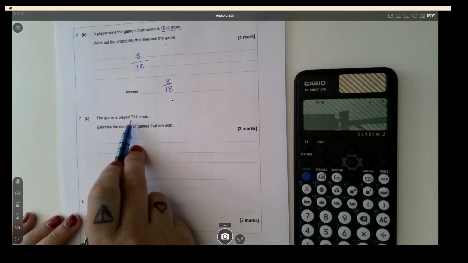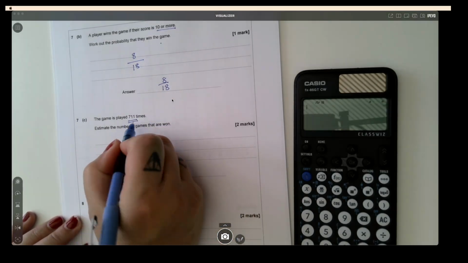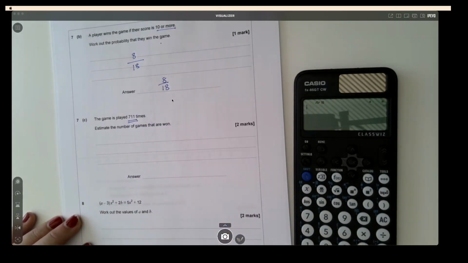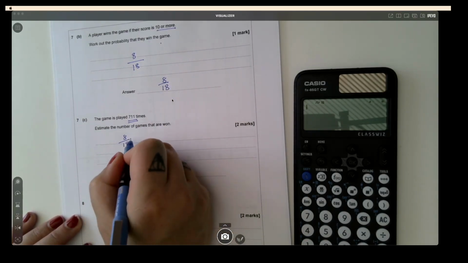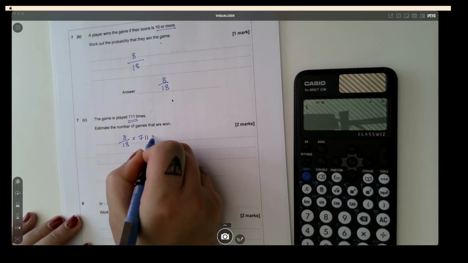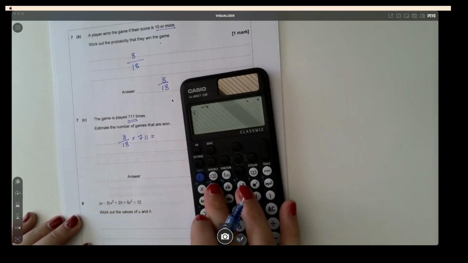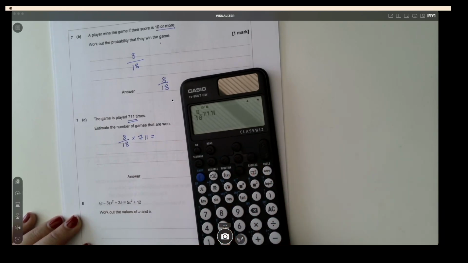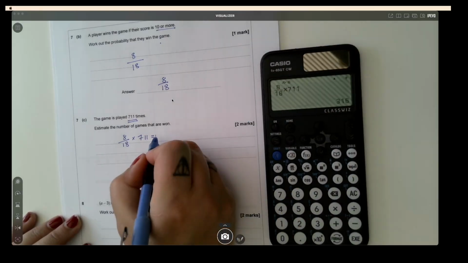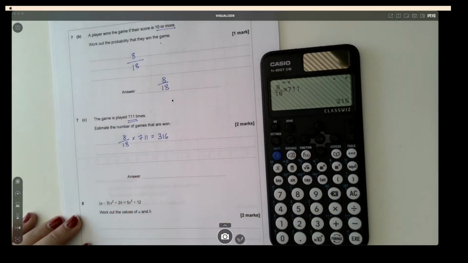Okay, the game is played 711 times. Estimate the number of games that are won. So we know the probability of winning is 8 over 18. And then if we multiply that by the number of times the game has been played, that should tell us how many games we would expect to win. 316.